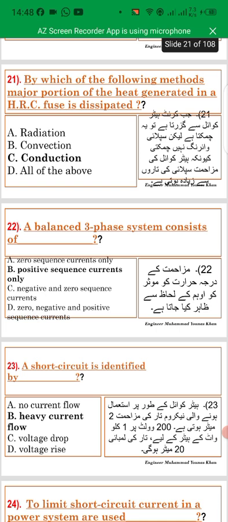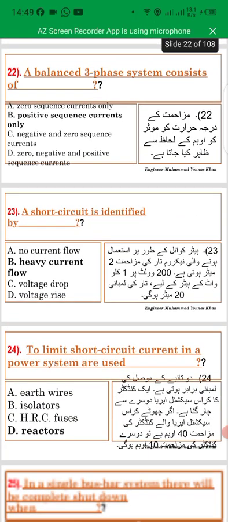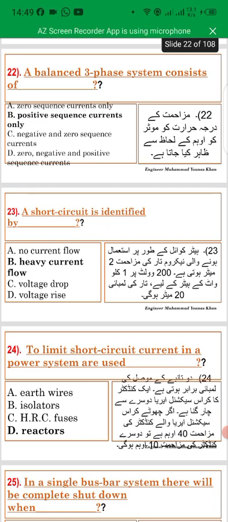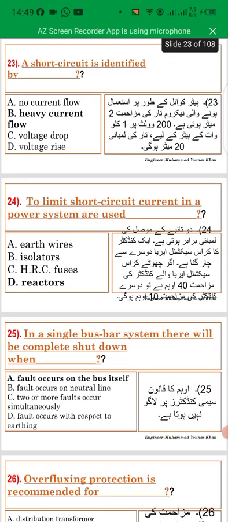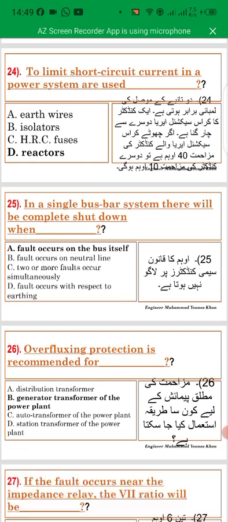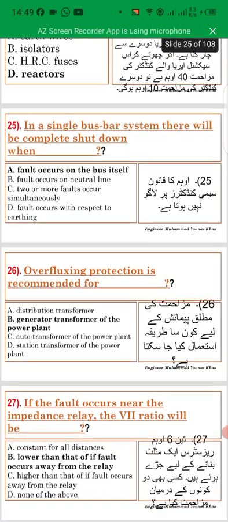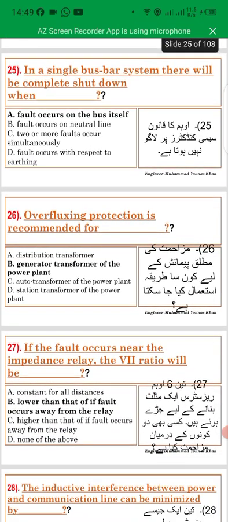By which of the following methods major portion of the heat generated in a HRC fuse is dissipated? Conduction. A balanced three-phase system consists of positive sequence current only. A short circuit is identified by heavy current flow. To limit short circuit current in a power system, reactors are used. In a single bus bar system, there will be complete shutdown when the fault occurs on the bus itself.